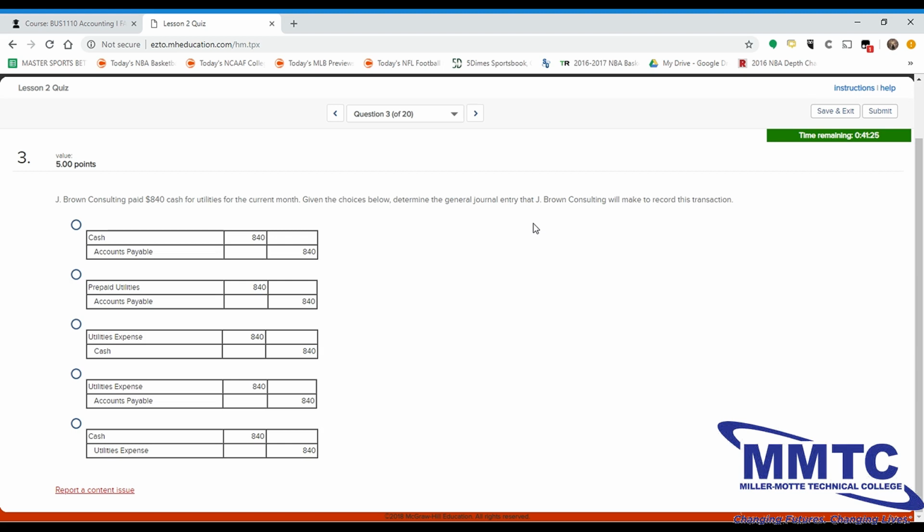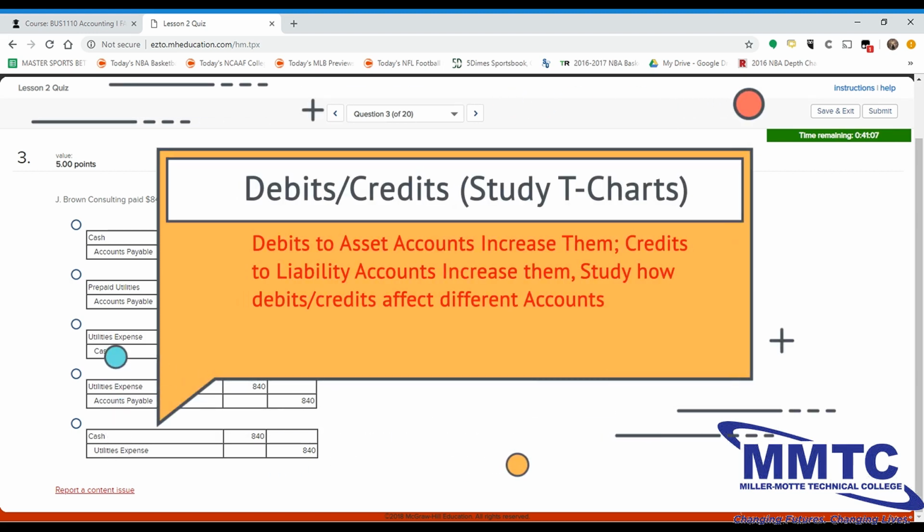J. Brown Consulting paid $840 cash for utilities for the current month. Okay, they paid $840 cash, and they paid utilities with that cash. Okay. 840? 840. Yep. Given the choices below, determine the general journal entry that J.